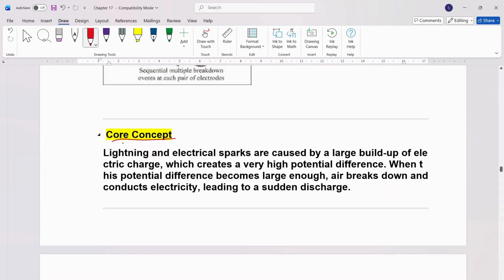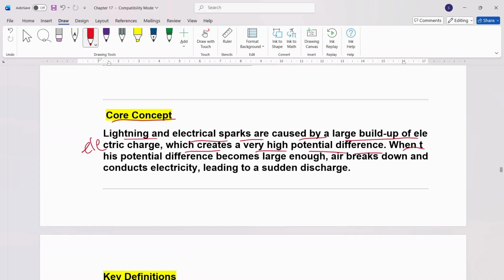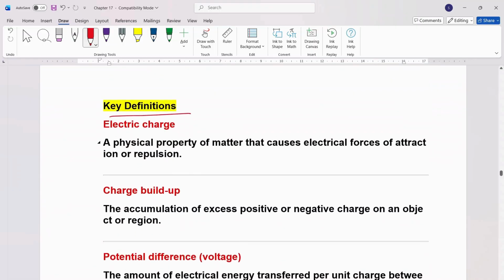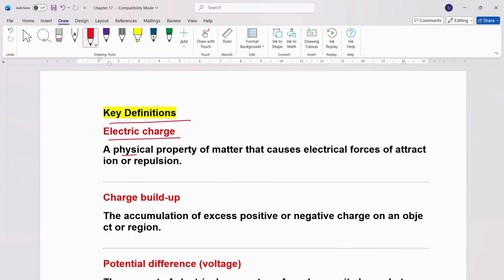Now, core concept: lightning and electrical sparks are caused by a large buildup of electric charge, which creates a very high potential difference. When this potential difference becomes large enough, air breaks down and conducts electricity, leading to sudden discharge. Key definitions that we need to learn: electric charge, a physical property of matter that causes electrical forces of attraction or repulsion.